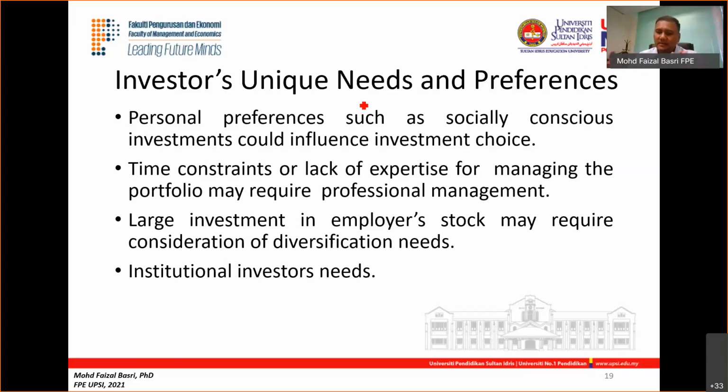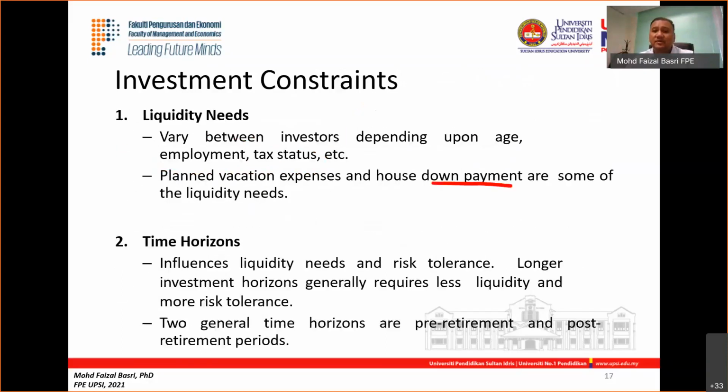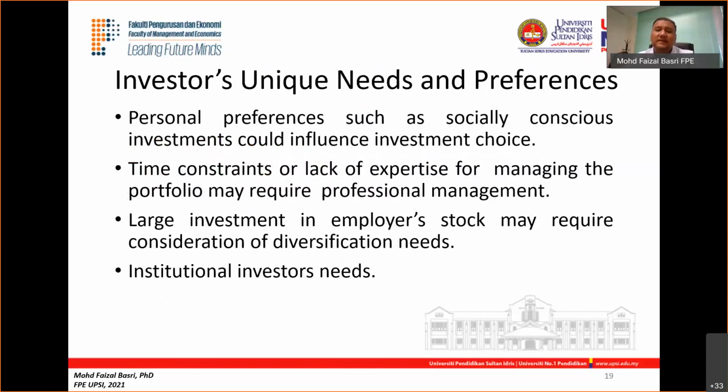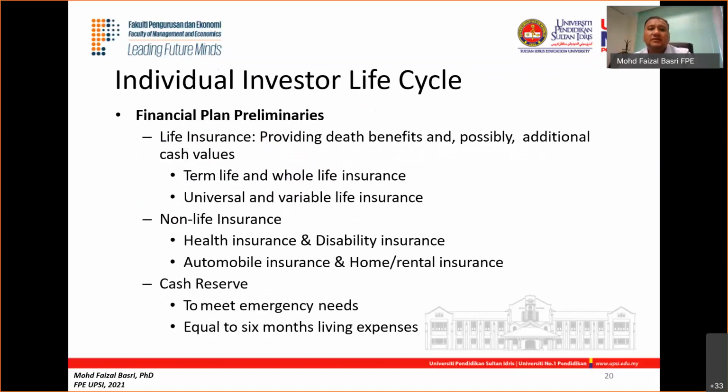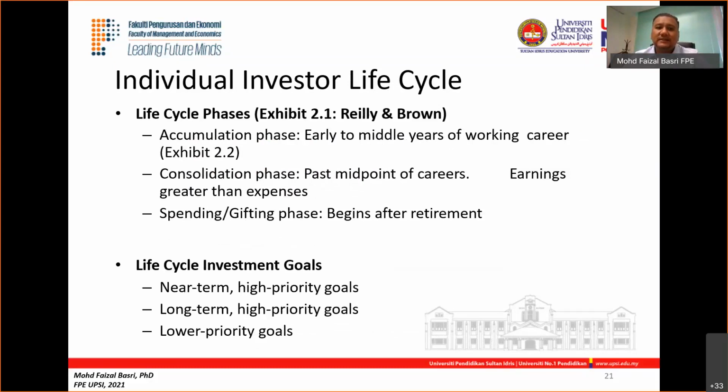So ni akan masuk dalam constraint lah. So maknanya you can avoid. When we talk about constraints, all of this you can avoid and also take notes. Okay, because this will affect your decision later on. So when we talk about investor, we go back to investor. We have what we call as individual life cycle. Okay, and go straight to this phases of life cycle, according to this Riley and Brown.